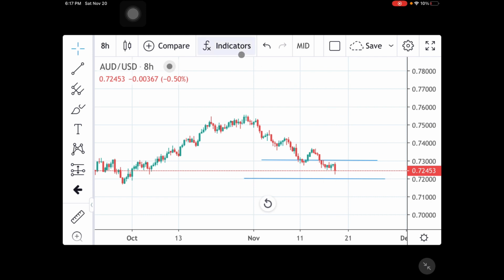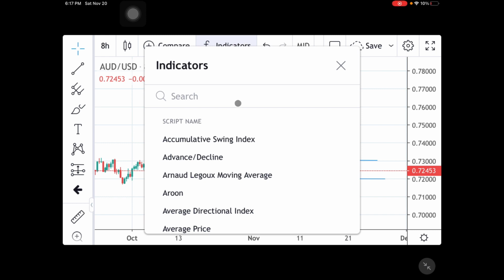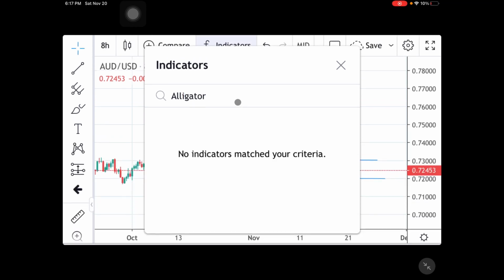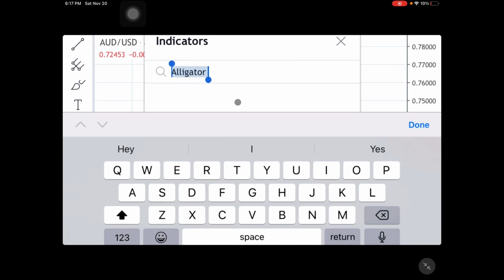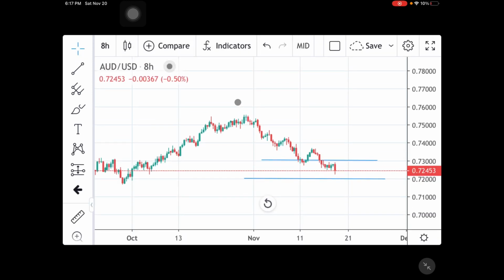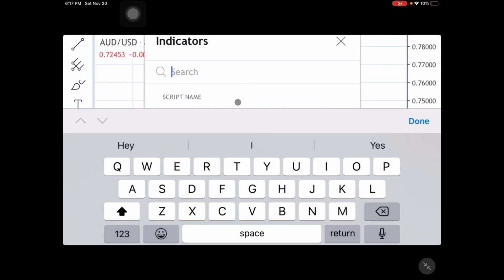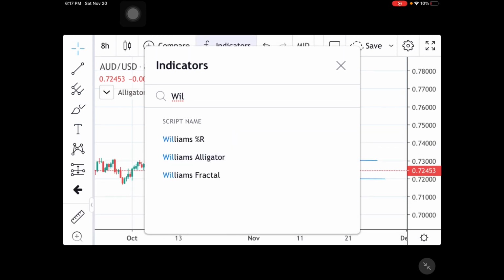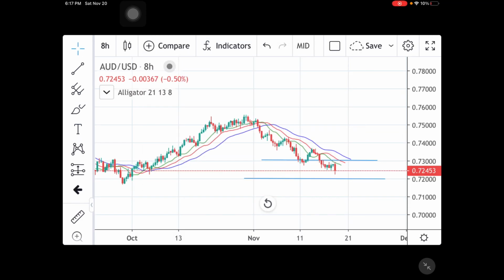So let me put my alligator on so I can see what we got. I hope you guys are enjoying this Forex video and you guys clearly see, and you guys are learning and educating yourself. So right now on the alligator, we definitely see the bear movement taking place. So we're looking for this trend to continue all the way down to 72.